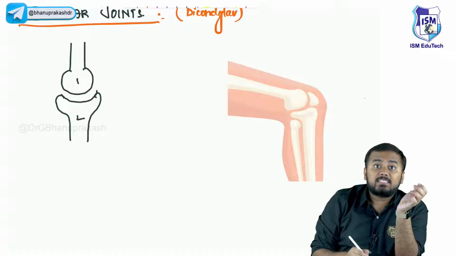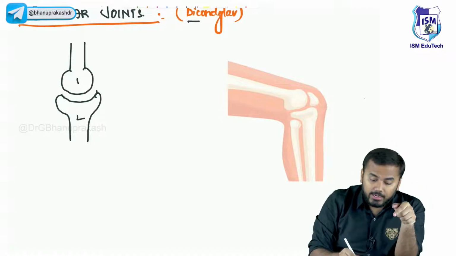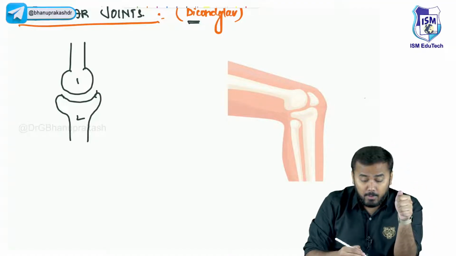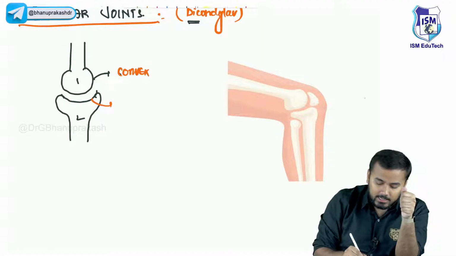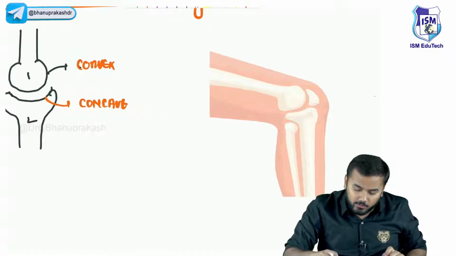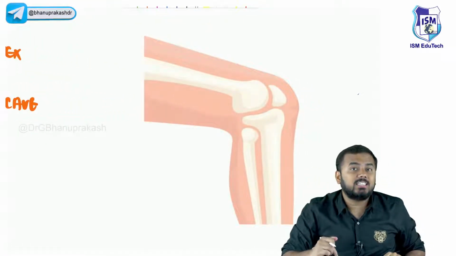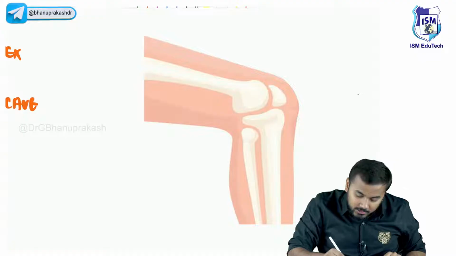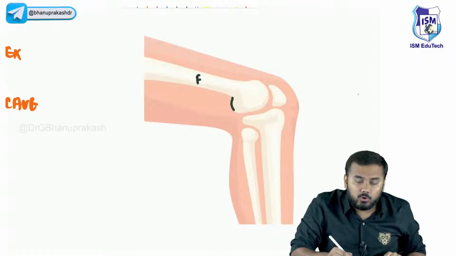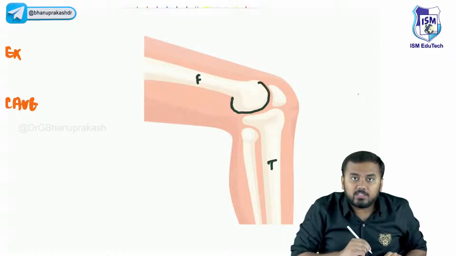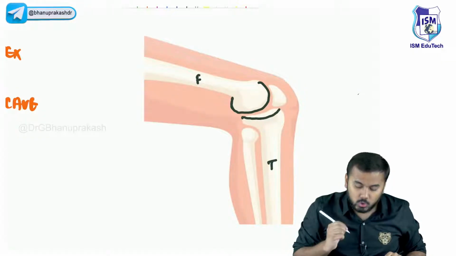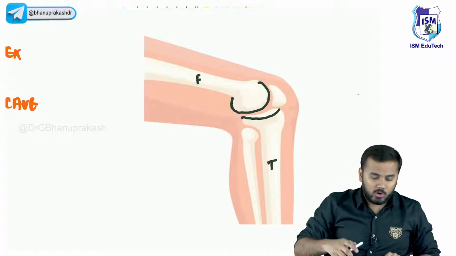So both the ends are called condyles. That is why I'm calling it a bicondylar joint, right? But both the ends are not similar. One end is convex, whereas another end is concave. Even if you look at this joint over here, what is this joint, guys? This joint is the knee joint. So look at the bone. All of you know this is the femur bone, and this is the tibia bone. The femur bone is convex, and the tibia bone is concave. So can I tell this is a bicondylar joint?